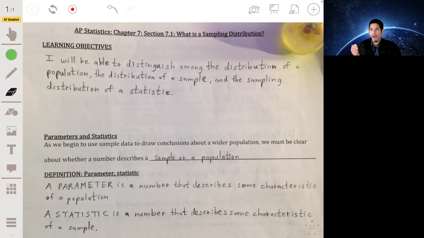If we were trying to figure out what proportion of teenagers smoke weed, the parameter would be the true proportion of teenagers that smoke weed. And again, keep in mind there's only one true value. We don't know what the true value is, but there is a true value.